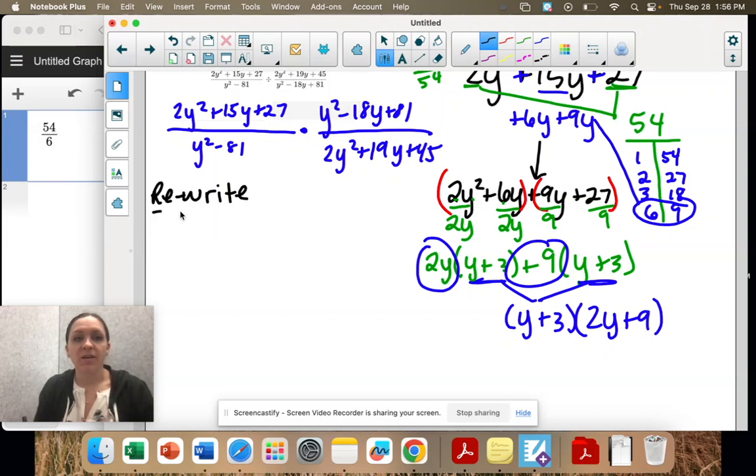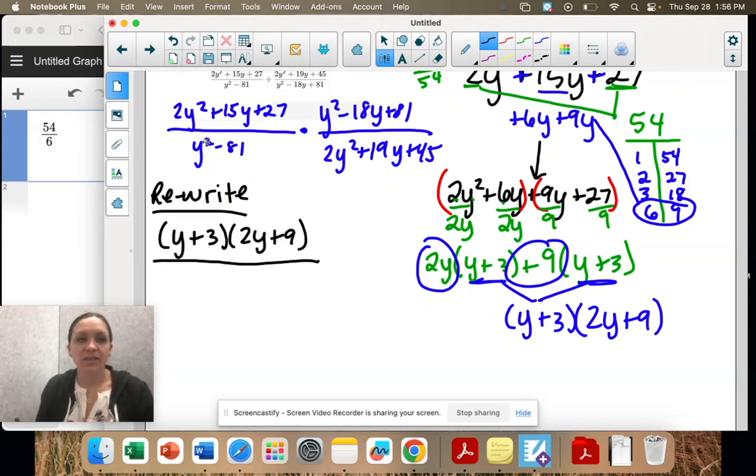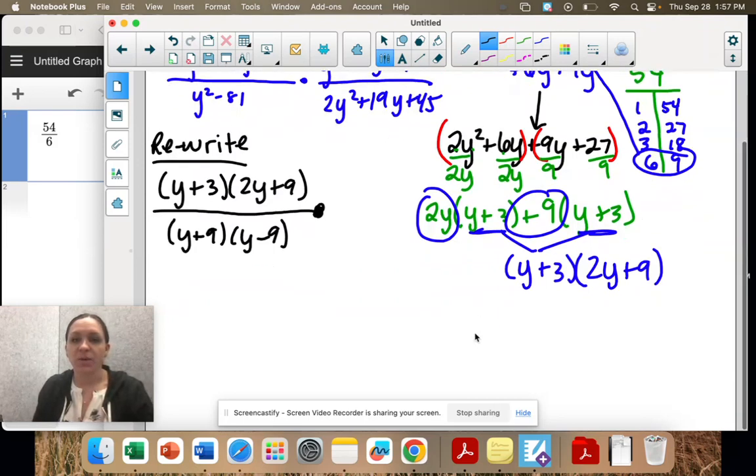So when I rewrite, we have y plus 3 and 2y plus 9 divided by, hey, it's a perfect square, 81. Y plus 9, y minus 9. Opposite signs, perfect square. Okay, times, I'm going to run out of room here. Let's do this one. Y squared minus 18y plus 81.